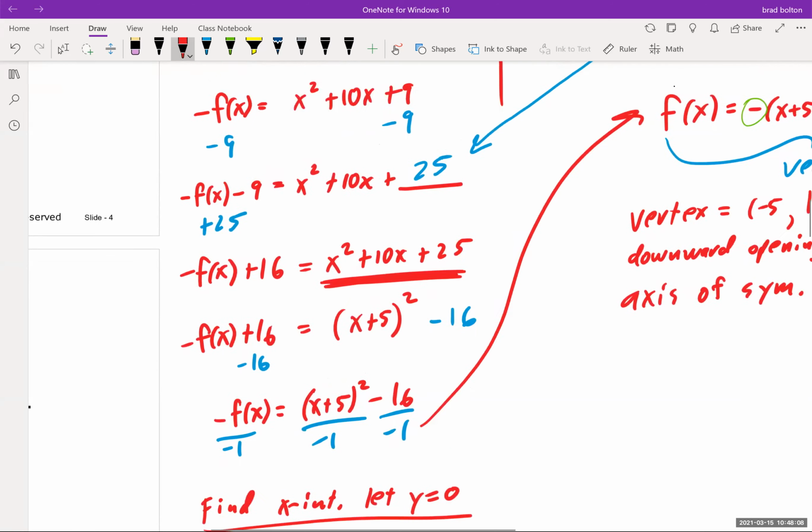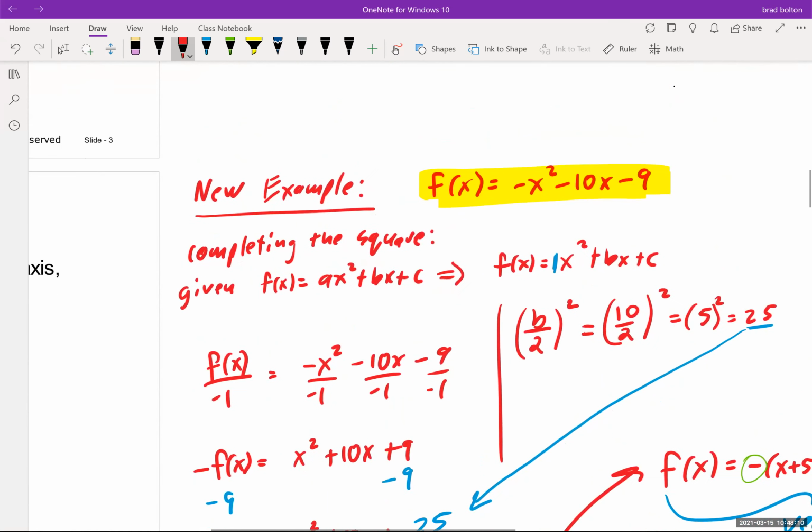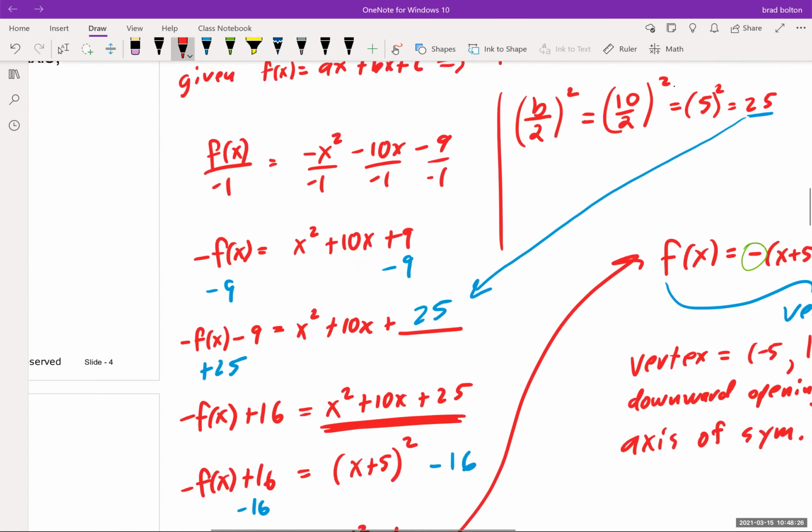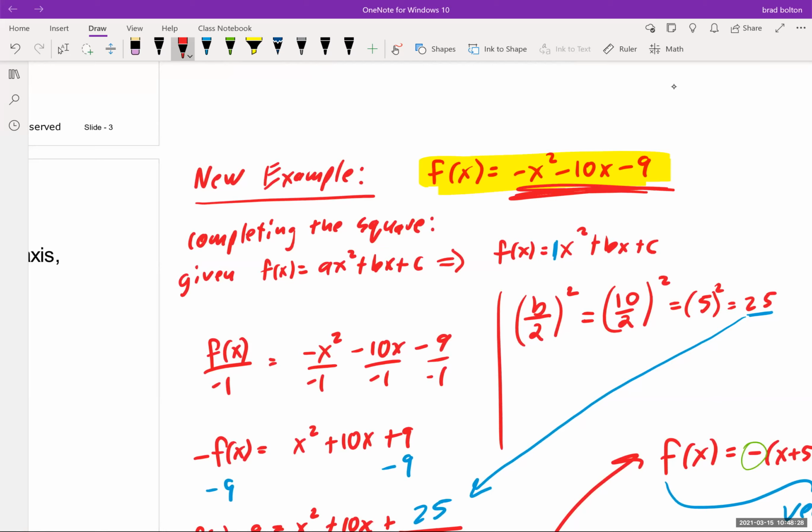So we're going to go back to the original. Normally I go from the original. So we have negative x squared minus 10x minus 9 equals 0, right? So I'm going to let this equal 0. You take this and you set it equal to 0.